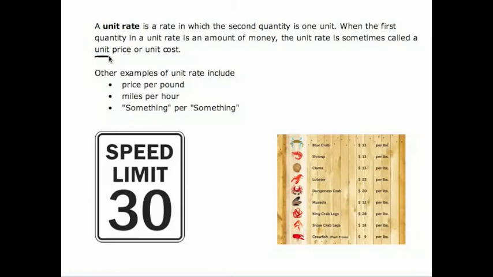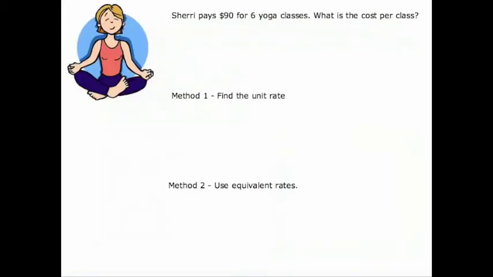Some other unit rates that we've heard of before in the past, price per pound, okay? When you go to the deli and you want to order some roast beef, usually they'll have a price there that says $9.99 per pound, okay? That's the unit rate for roast beef. Miles per hour, it's how many miles you go in 1 hour. That's how we measure speed, okay? So again, something per something, when this second something is 1 unit. Like here it was in 1 hour and it was 1 pound. Okay, so unit rate is when we're dealing with 1 unit in the second quantity.